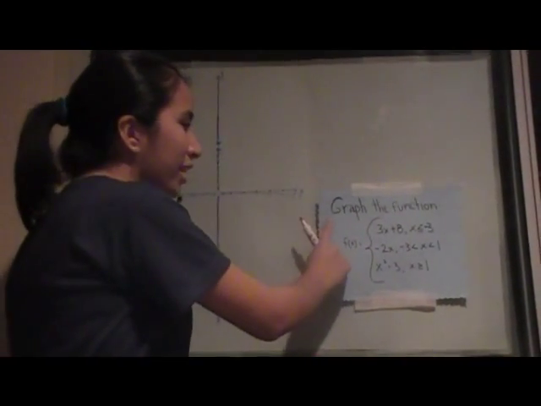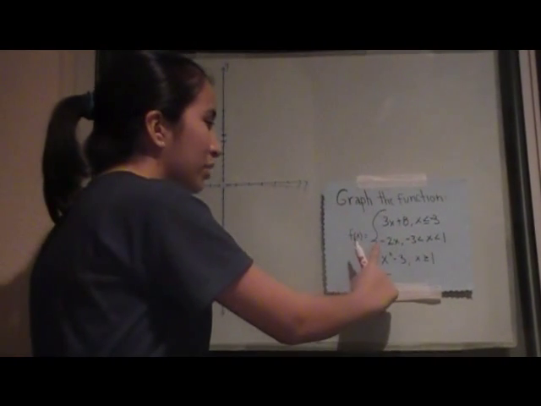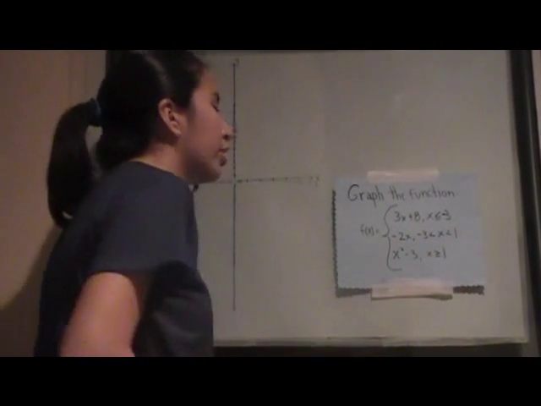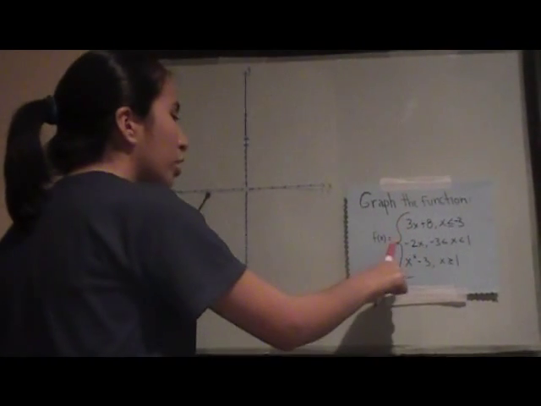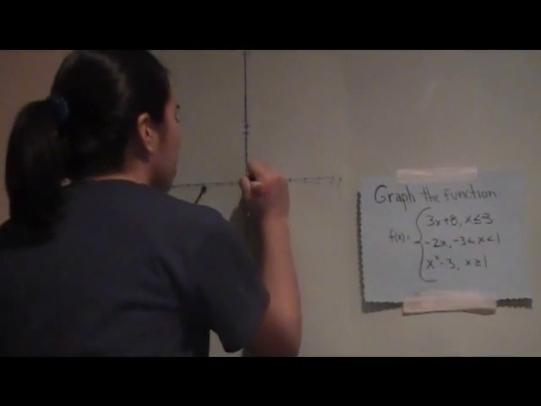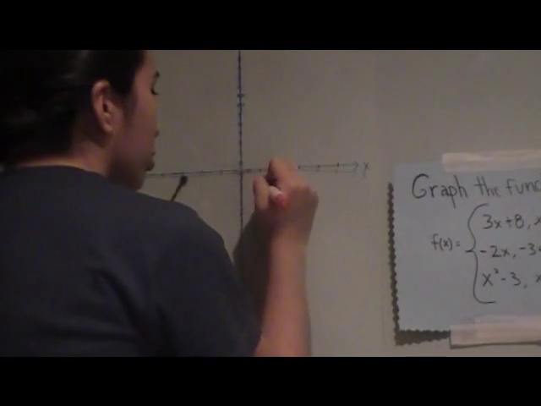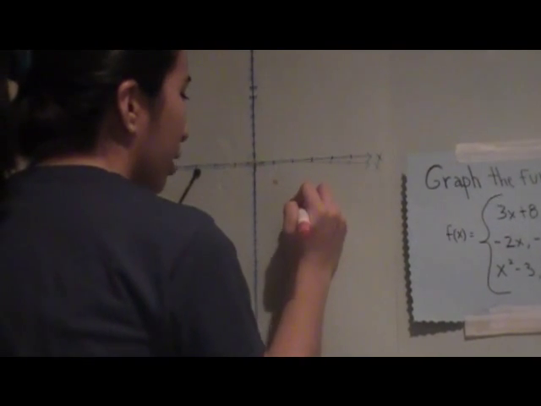In order to complete the second part of this graph, the next thing you're going to have to do is graph the function f of x equals negative 2x, where negative 3 is less than x is less than 1. So first we're going to want to graph f of x equals negative 2x. We know that the y-intercept is going to be at the origin. So now we're going to move down 2, over 1.